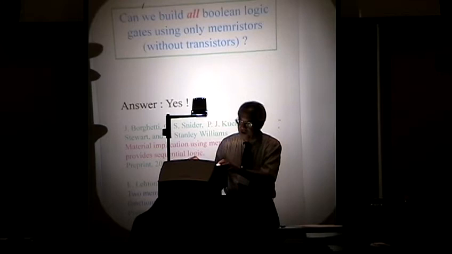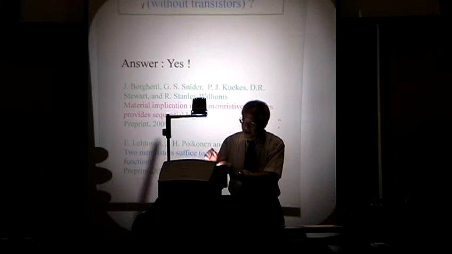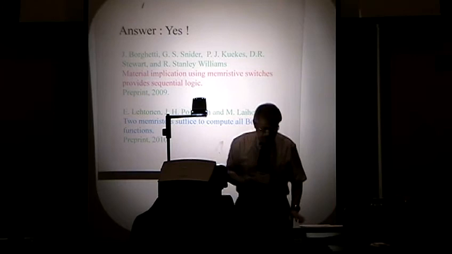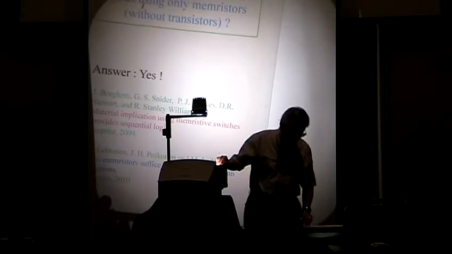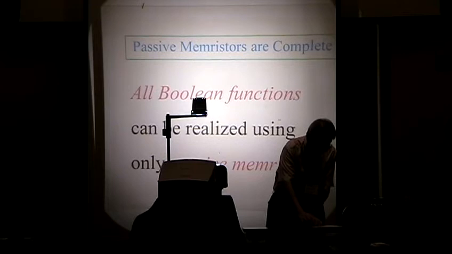And the answer, of course, is yes, as Dr. Williams already proved with his group. You can actually do it. You can get all the logic functions with only memristors. And more recently, there is a paper by this reference here, which proved that you only need two for all of the logic functions. So all Boolean functions can be built using only passive memristors.